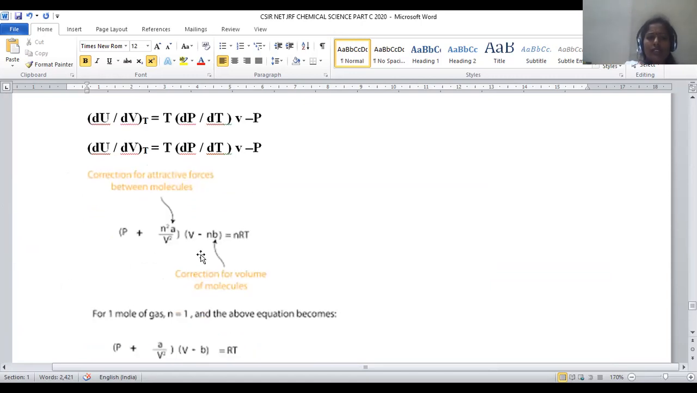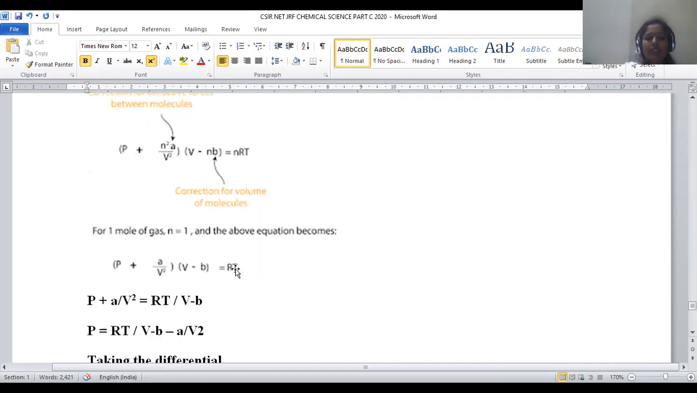So what is the ideal gas equation? PV is equal to nRT. What is the van der Waals equation? (P plus n square a by V square) is the pressure correction, and (V minus nb) is the volume correction, equal to nRT. So this is the deviation from ideal gas. That's why for real gases, the van der Waals equation can be employed.